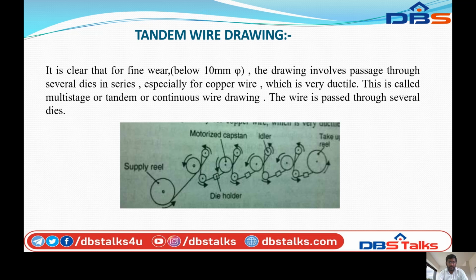So tandem wire drawing, it is clear that the wires are below 10 mm diameter. The drawing involves passing through several dies in series, especially for copper wire, which is very ductile. This is called multi-stage or tandem or continuous wire drawing. The wire is passing through the several dies. So you can see the figure.